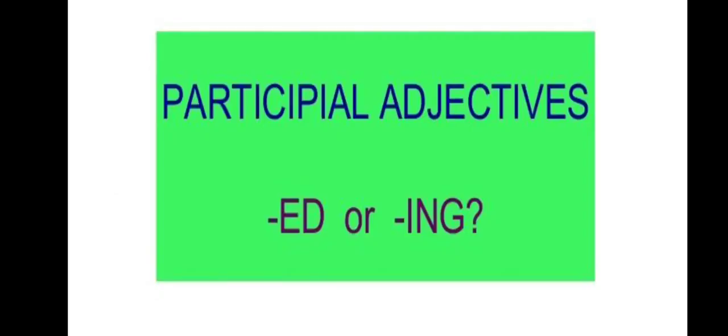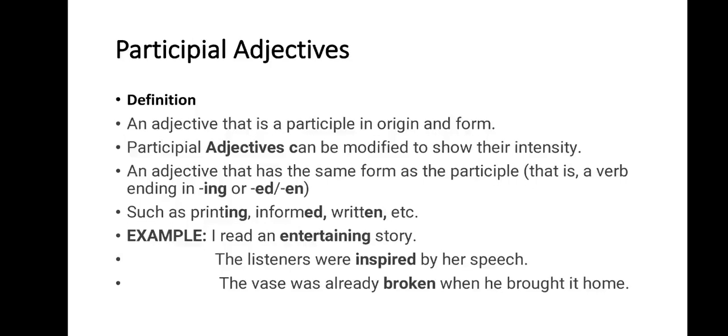Next, we learn about participial adjectives. So, participial adjectives are words which basically end with ed or ing. What are the words? Ed or ing. So let's look into the definition of participial adjectives. An adjective that is a participle in origin and form.